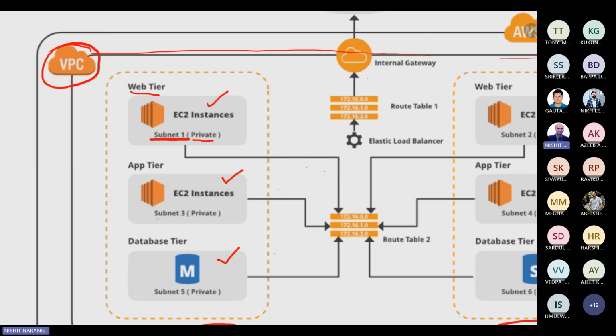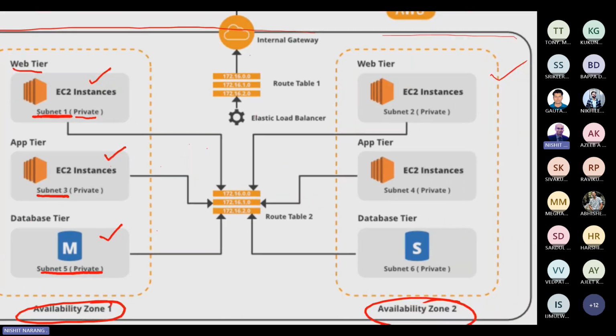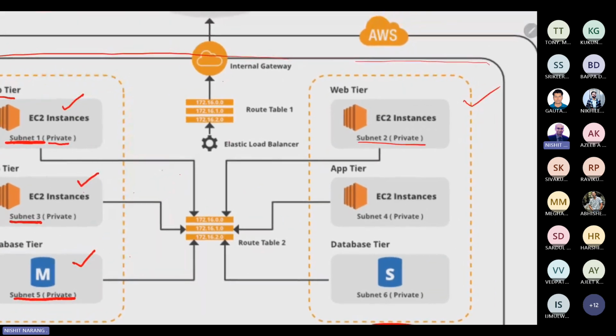All these VMs which are part of the app tier, they are in subnet 3. All the VMs where all the databases in my availability zone 1 are, they are part of subnet 5. So it could be a distributed database. I'm not restricting. Similarly, subnets 2, 4, and 6 are set up on the second availability zone for the web tier, app tier, and database services.